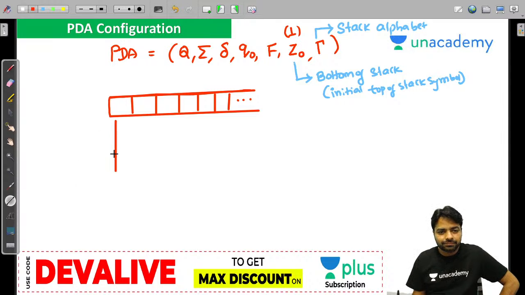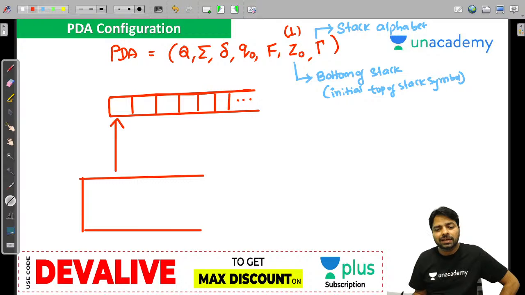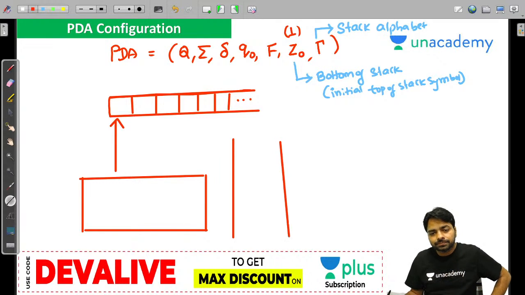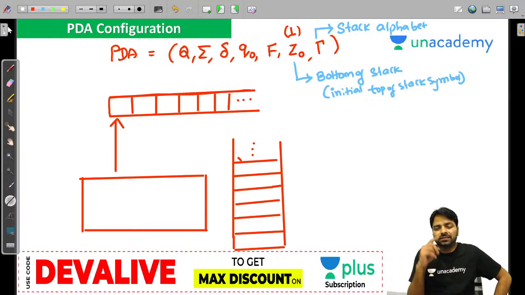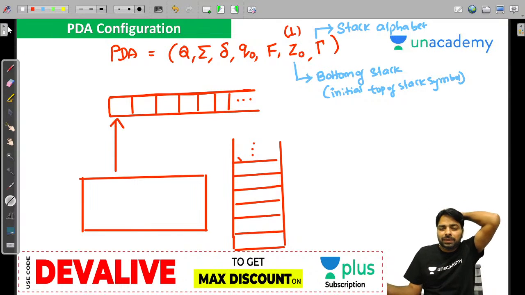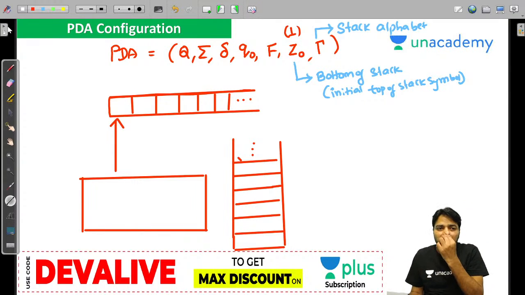And here we have the head. Assume that we have a finite control, just like a finite automata. But additionally, you will have a stack. It is an unbounded stack, but practically you can achieve unboundedness using pointers, or you can implement the memory using heap memory. But you can't use an array in C language. Fine.